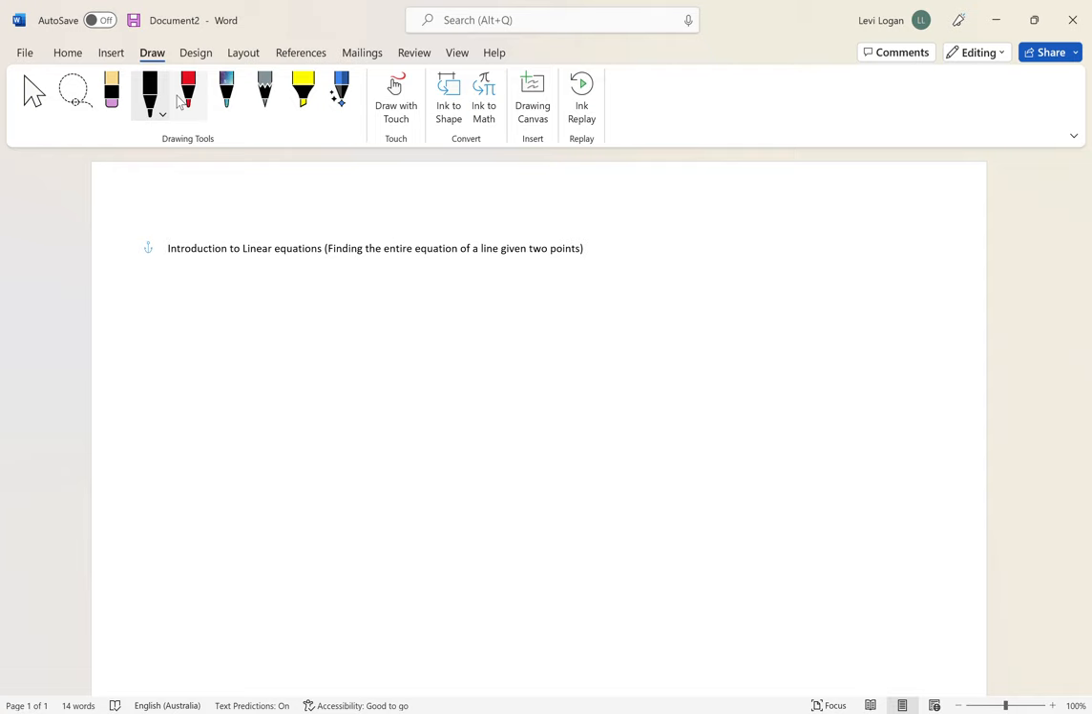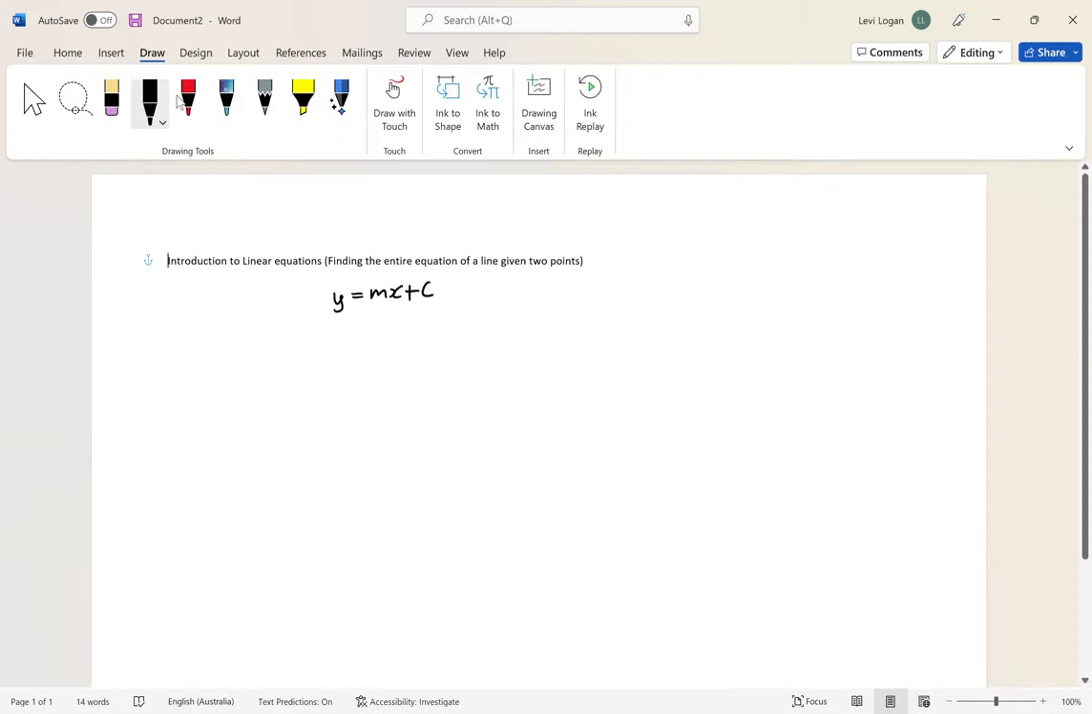Today we're going to be going over how to sketch a linear graph. For the past couple videos I've been talking about the graph y equals mx plus c. I've gone over what the m value is. The m value is our gradient and the c value is our y-intercept. So basically we know the grand scheme of what those letters mean in that equation. Today I'm going to go over how to sketch these graphs.